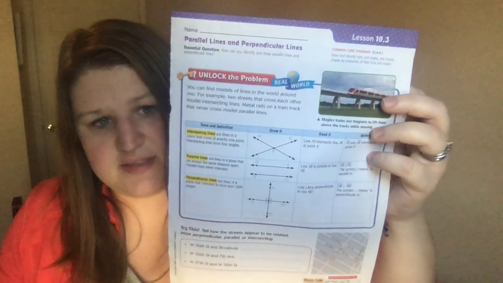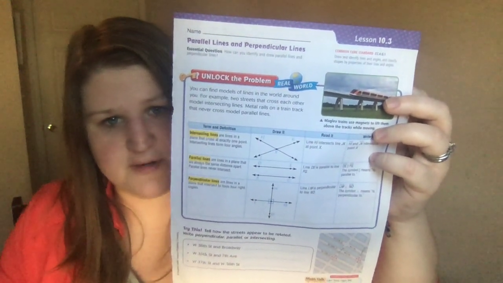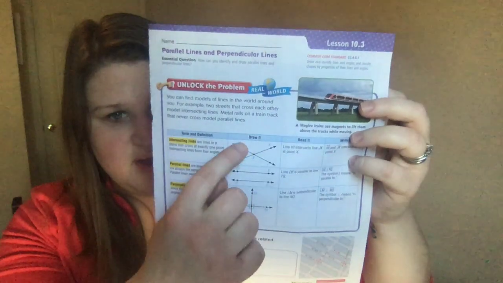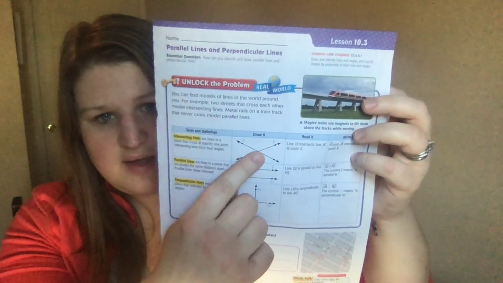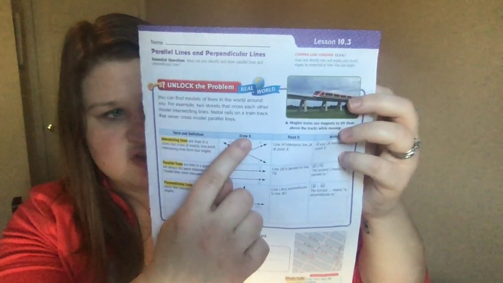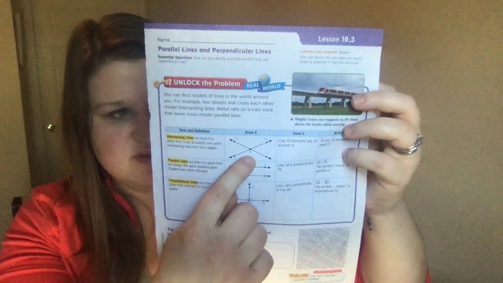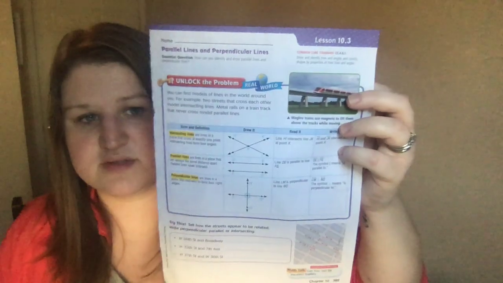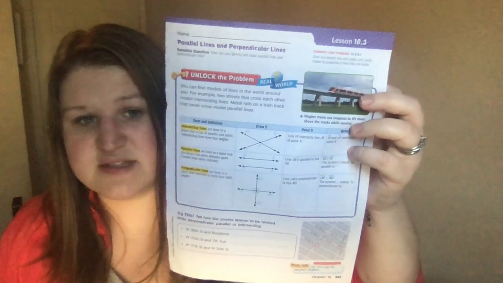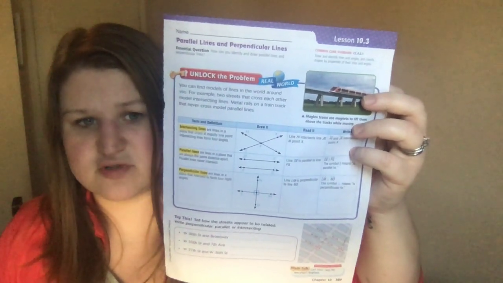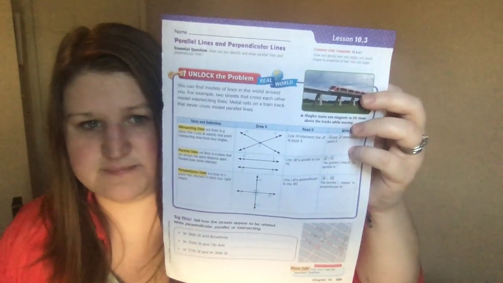Now in the definition, it also says that they form 4 angles. So if you take a look at this, can you see the angles that are formed? So up here, down here, and then on the sides. So I have 2 obtuse angles and 2 acute angles. But the lines can only cross at one point. So those are called intersecting lines.